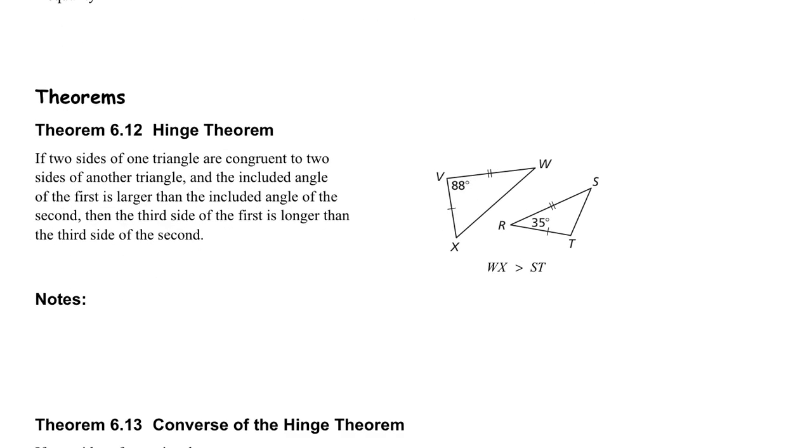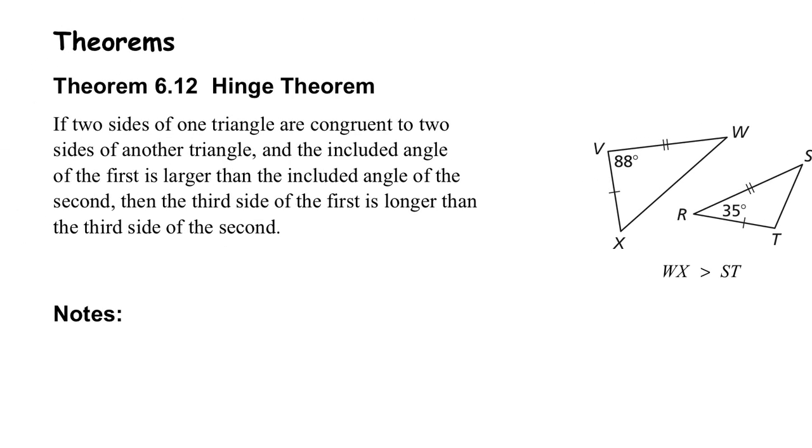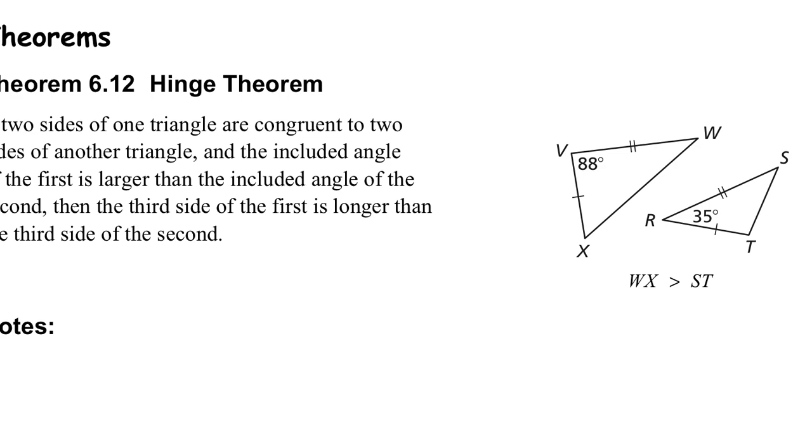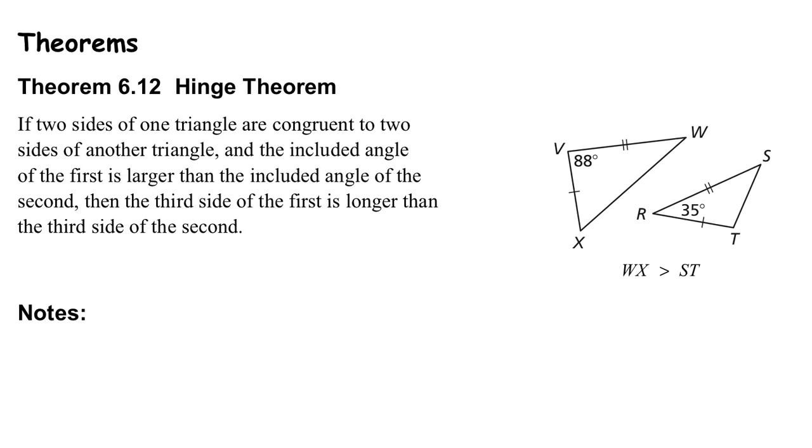All right, a couple theorems here. We're going to start off with this first one here. It's called the hinge theorem. Let me read this. Let me zoom out so you can actually see it on the screen here. It says, if two sides of one triangle are congruent to two sides of another triangle, stop. Notice over here at the diagram, we have VX and RT are congruent, and we also have that VW and RS are congruent.